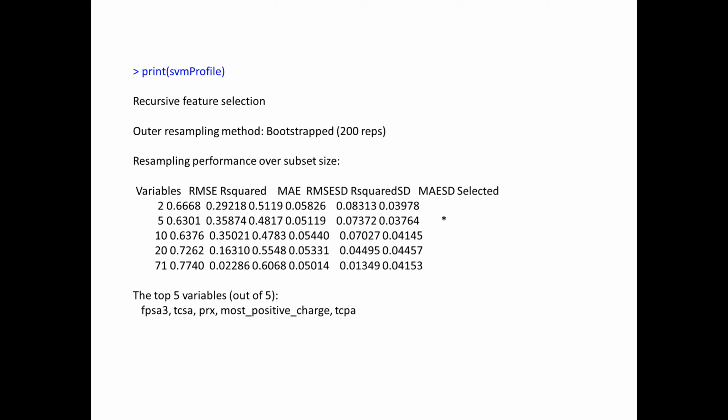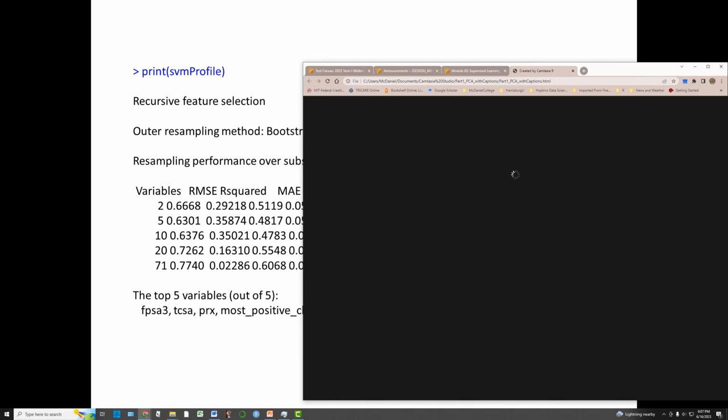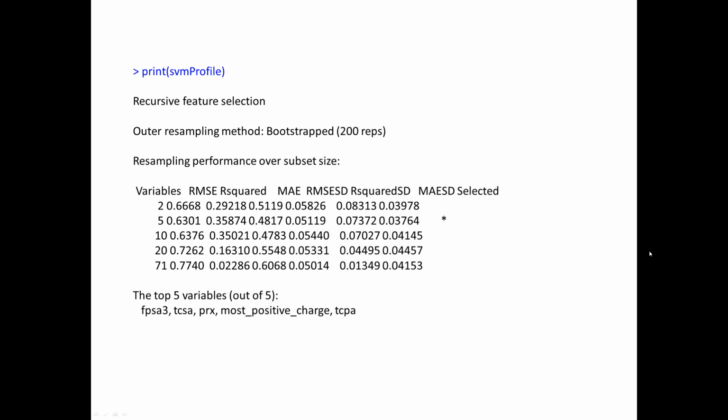On this particular slide, I've printed out the results of the analysis using caret. And here you can see the top 5 variables out of all variables. They were variable number 2, 5, 10, 20, and 71. And those variables happen to be, and I had to look them up, FPSA3, TCSA, PRX, most positive charge, and TCPA.